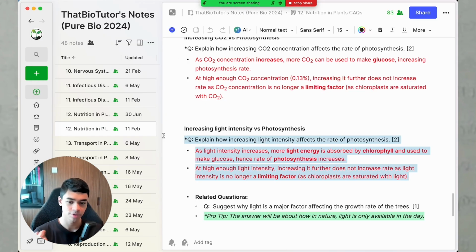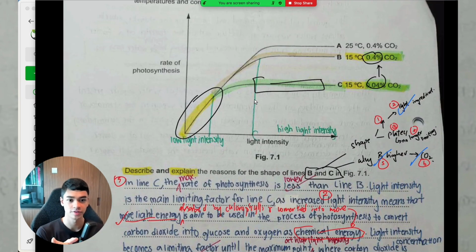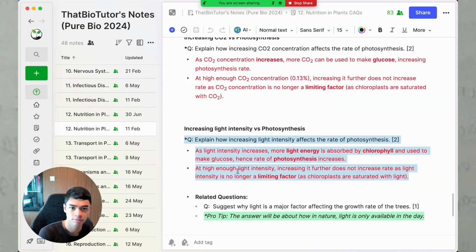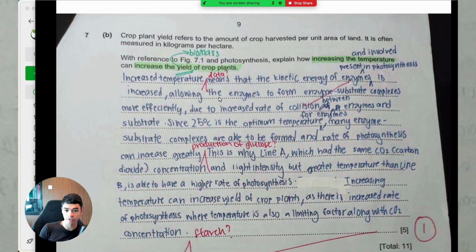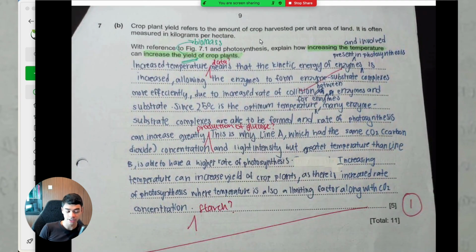So if you try and find, how can I fit it in there? Okay, so I fit it in there because here and then here, this is the describe, and then the explanation is already here. For this last question, I actually can't see the data for it, so I'll just comment whatever I can. This one is asking us, when we increase temperature, will it increase the yield of crop plants? So here's the overall thought process we have to go through.